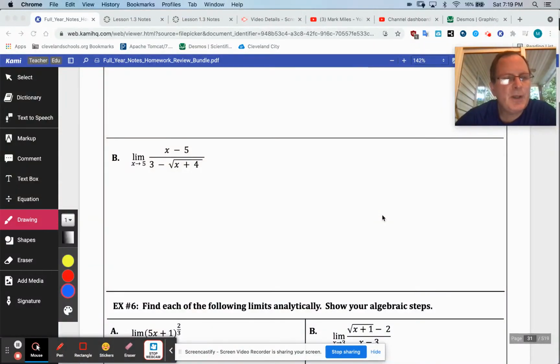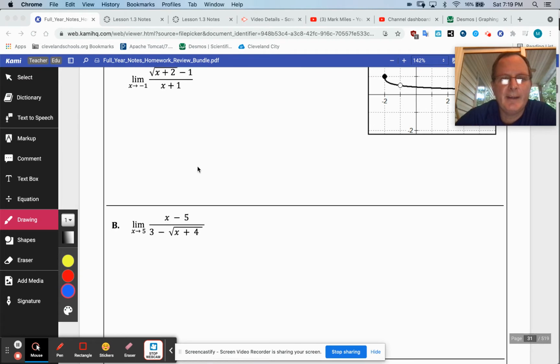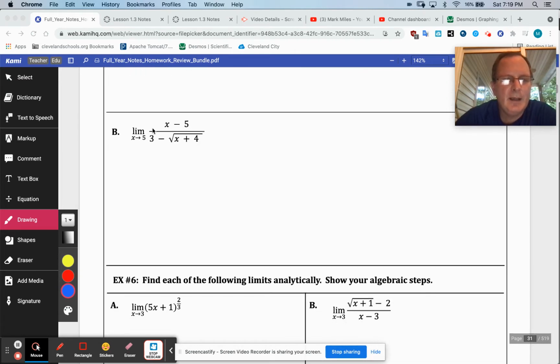Okay, so we're on example 5B. We did 5A in class. 5B, if I'm approaching 5, my numerator obviously is 0. If I'm approaching 5, my denominator, this is 5 plus 4 is 9. Square root of 9 is 3. 3 minus 3 is 0. 0 over 0. Away we go.